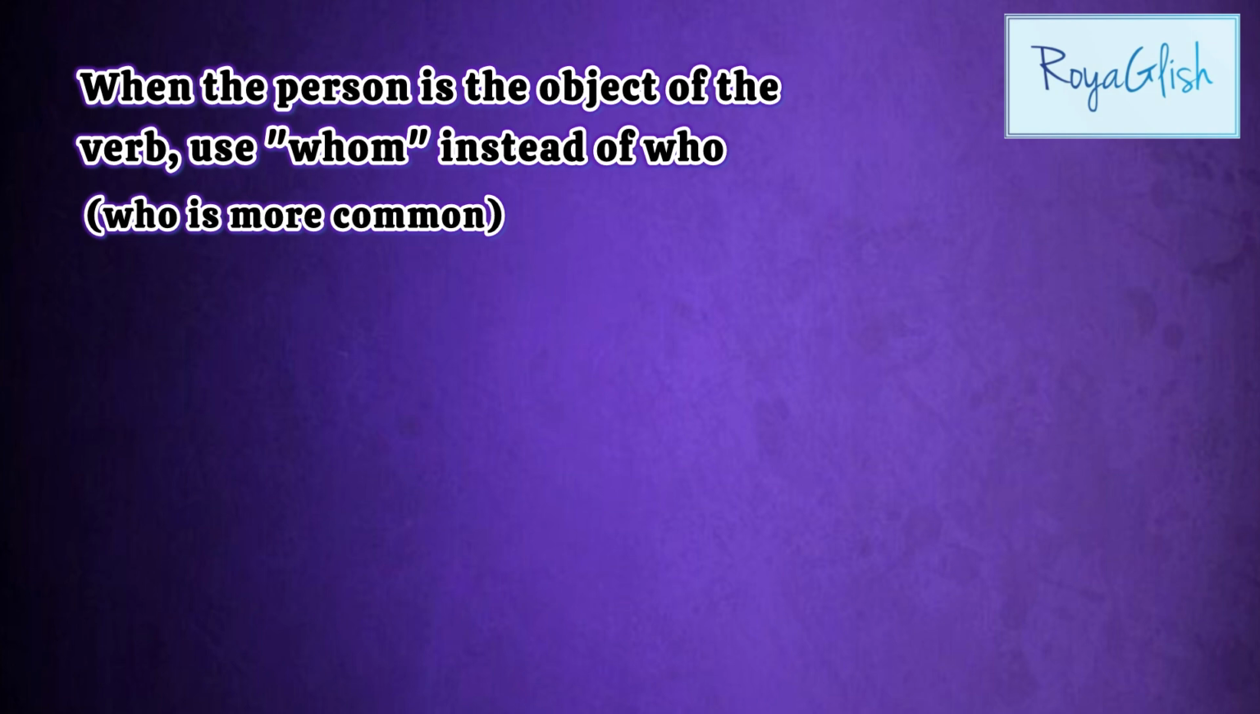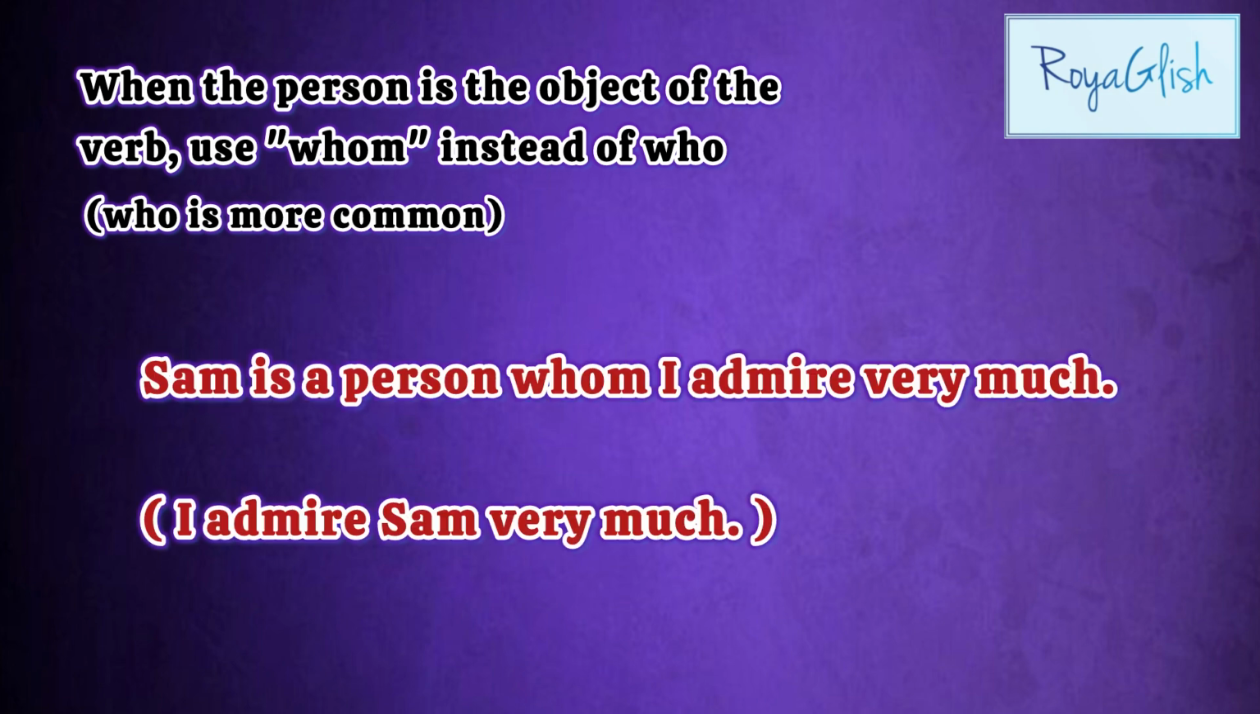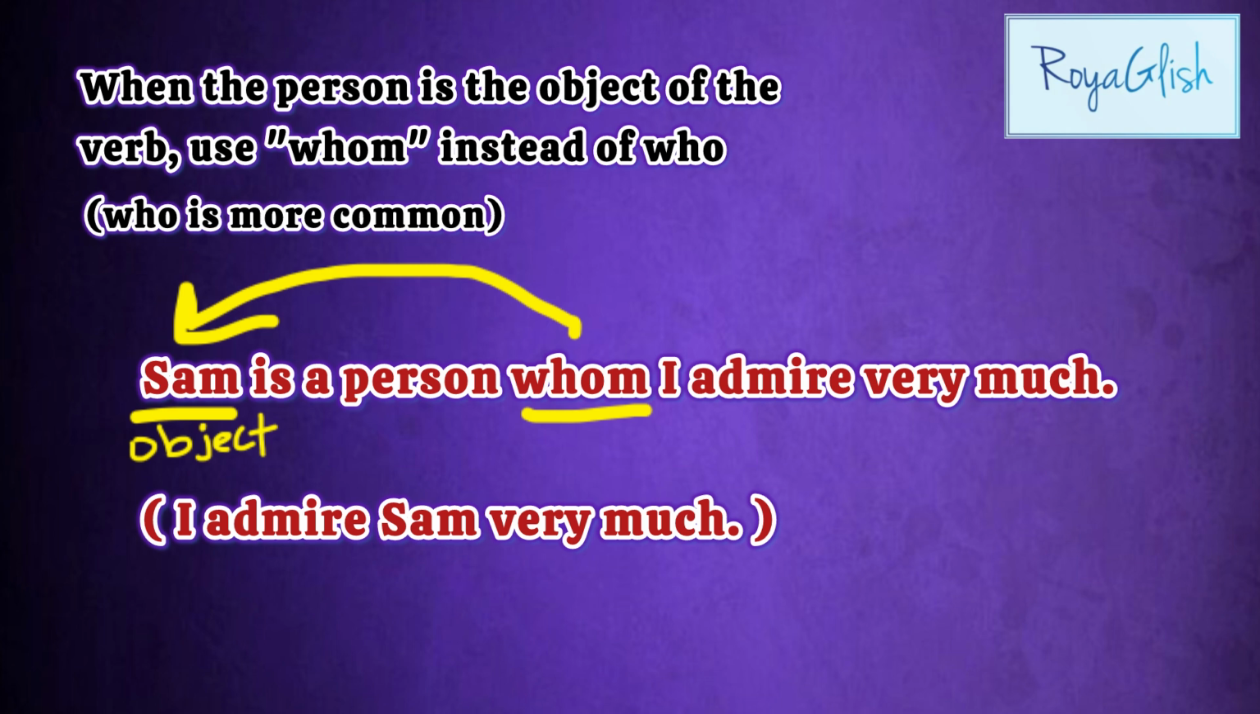Let me give you an example with whom. Sam is a person whom I admire very much. Here, Sam is the object. I admire Sam very much, so I can use whom.